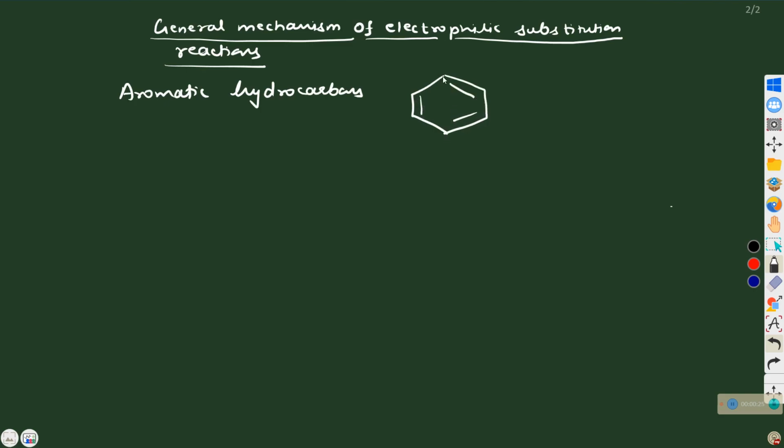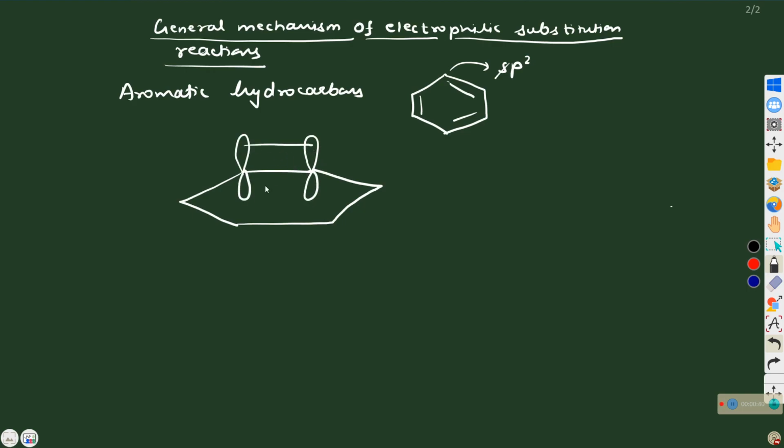Benzene is a planar molecule. Each carbon is sp2 hybridized and the pi electron cloud is lying perpendicular to its plane, which will attract the electrophiles to attack, and hence it undergoes electrophilic substitution reactions.